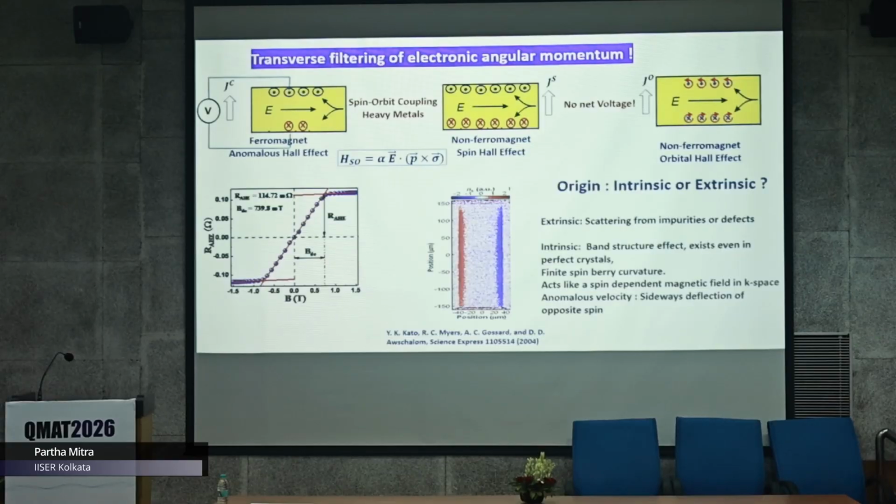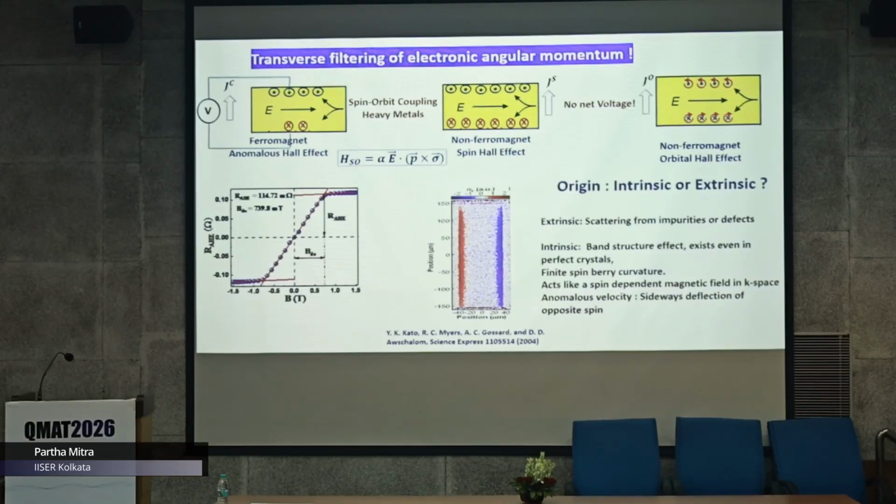So what do I mean by that? Extrinsic means that it comes from impurity scattering or defects. So this E could be an impurity potential. Whenever an electron experiences that potential, it will deflect depending on its spin orientation. But there is also a competing theory, which is the intrinsic effect, which talks about Berry curvature.